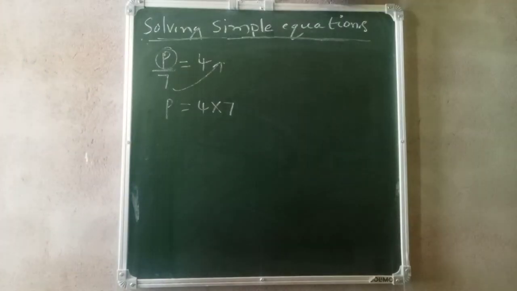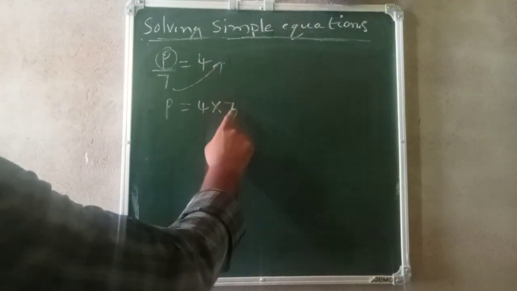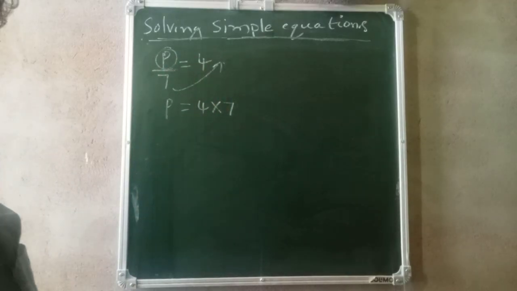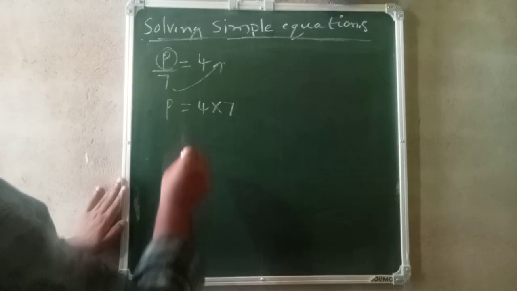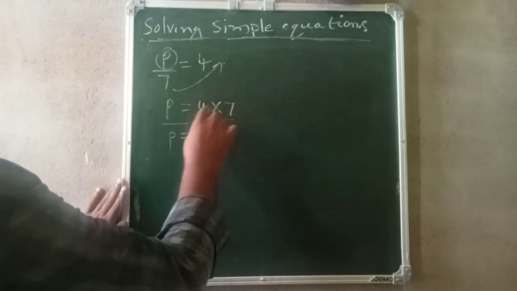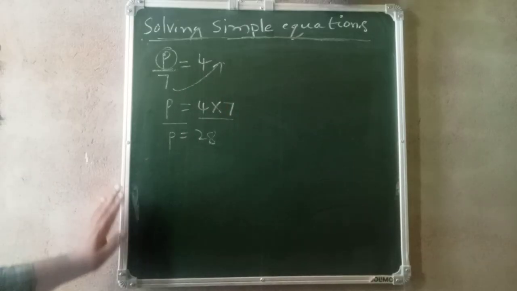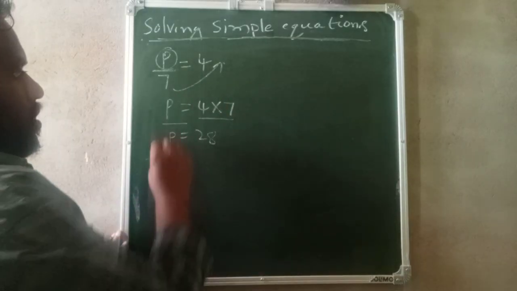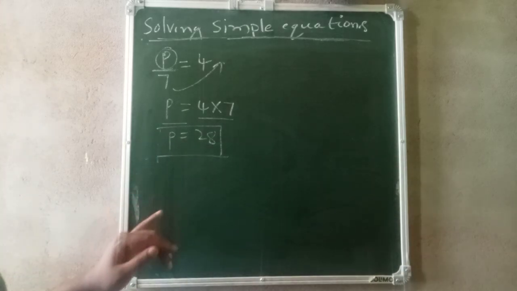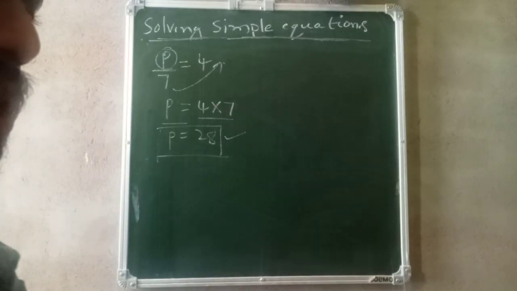Okay. So when you move this 7 here, 7 remains the same. Division changes to multiplication. Okay. Next step, write this p is equal to, now 4 into 7. 4 sevens are 28. Now see, this p is equal to 28. This is the answer. So this is the answer we got.